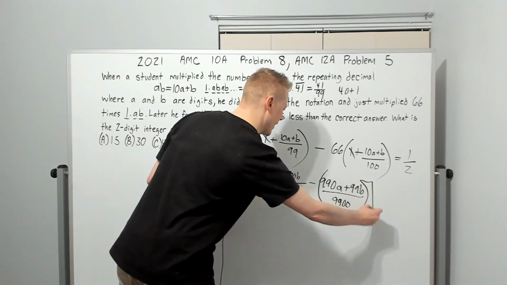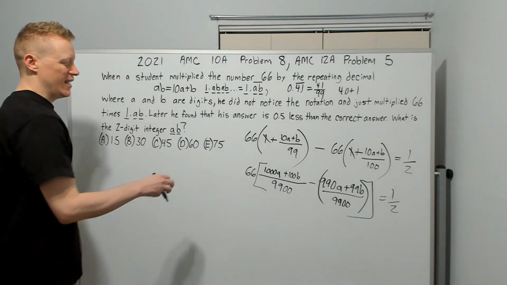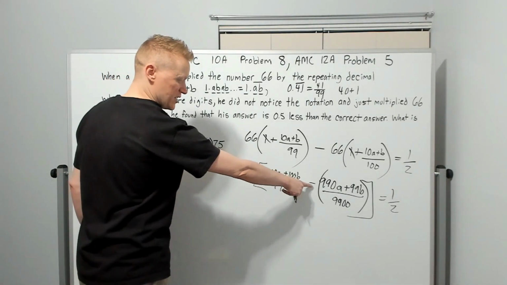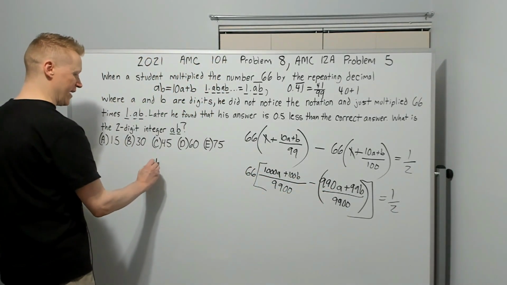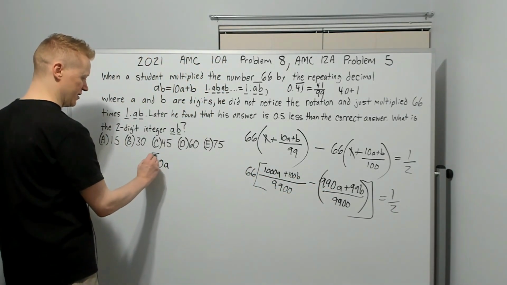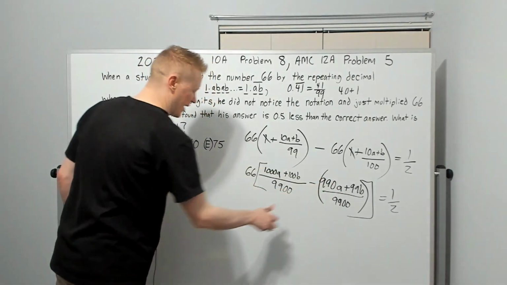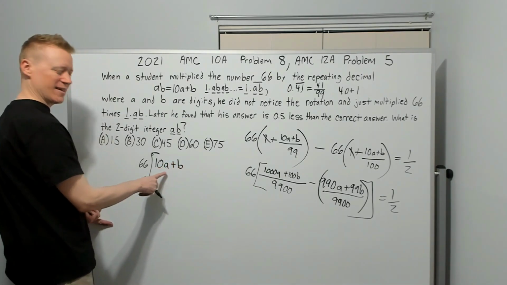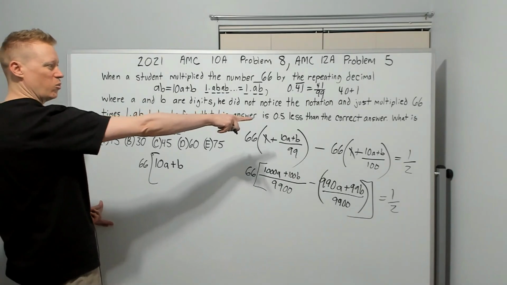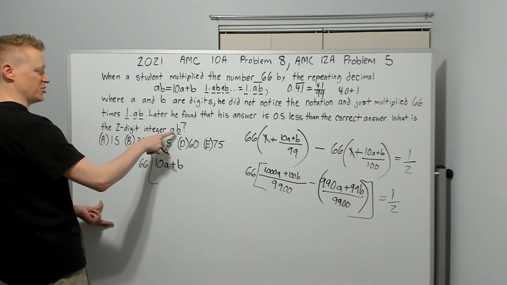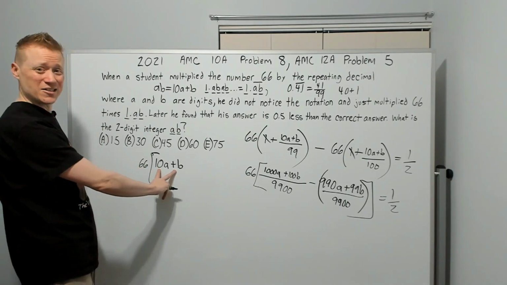Okay, so we got that going on. It's still all equal to 1/2. Now we have a common denominator. We're going to distribute this minus sign. 1000a minus 990a is 10a. There's still this 66 out front. 100b minus 99b is b. Wait, that looks familiar. That's the number ab. And it says, what is the 2-digit integer ab? So since these are equivalent values, this is the answer when we get it.